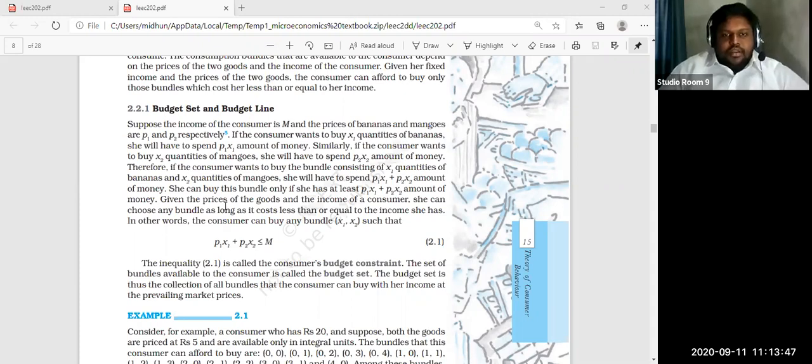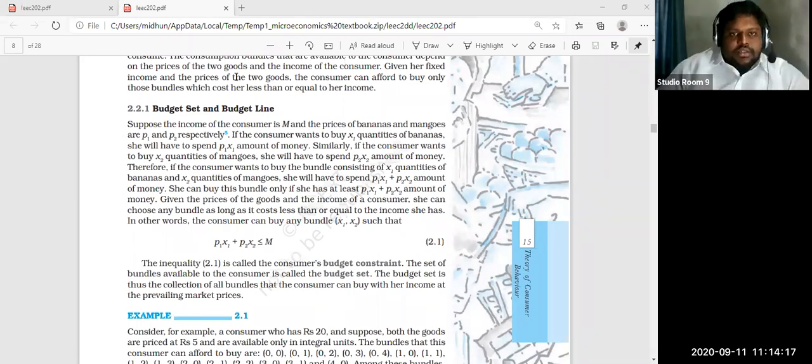So write down those notations here. Suppose the income of the consumer is M and the prices of bananas and mangoes are P1 and P2 respectively. Here is price. Okay. So now also we are using only the mango and banana to discuss here. If the consumer wants to buy X1 quantities of bananas, she will have to spend P1 X1. P multiplied with the X1.